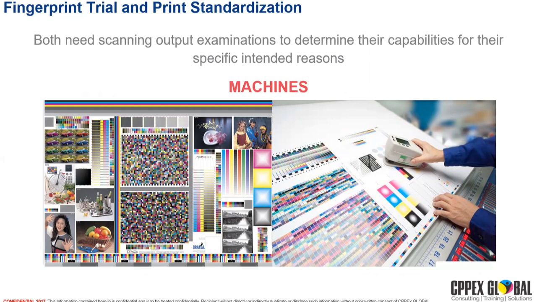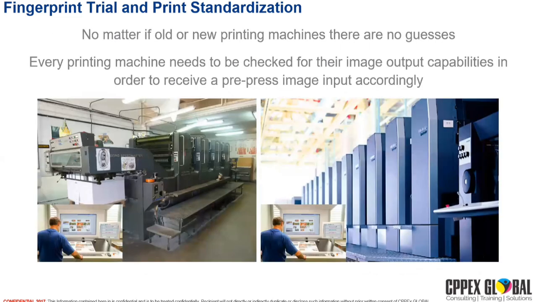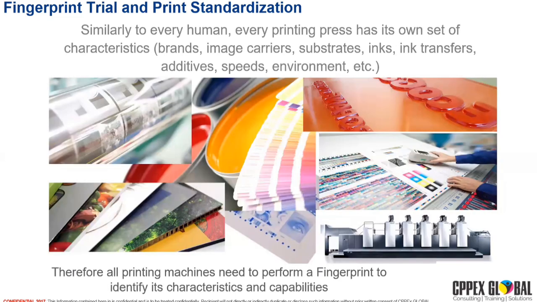Similarly for machines and the human body. No matter if old or new, printing machines are no exception. Every printing machine needs to be checked for its image output capability. What type of machine has the capability to produce text, and what type has the capability to produce images, dot gains, or overlappings? So that pre-press images are input accordingly. This is very important.